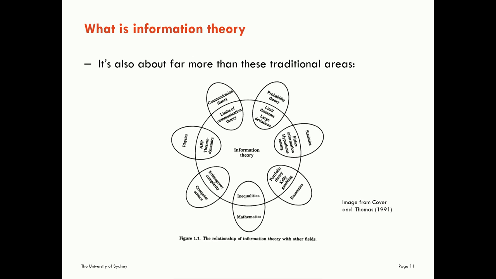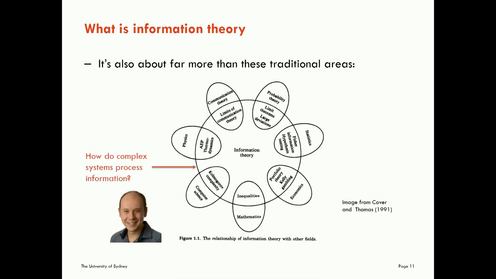Yet information theory is about far more than these traditional answers. We can see that in this picture here from Cover and Thomas, where we can see how information theory is used to answer questions in physics, in mathematics, in economics, statistics, as well as the traditional area of communication theory. Now, my research area, about how complex systems process information, which is obviously strongly related to the topic of this course, kind of fits in here somewhere between physics and computer science, or you can think about it as not between but across both.